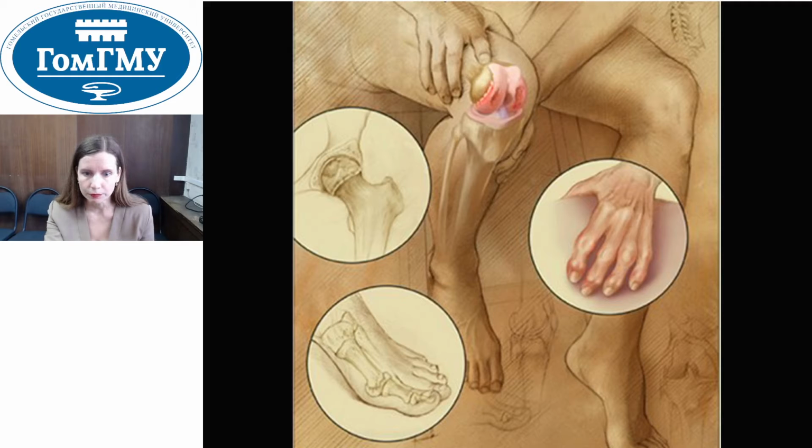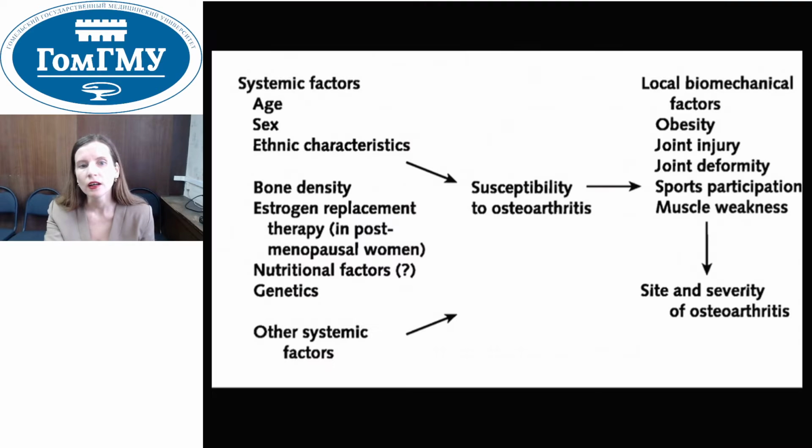This picture shows the main localization of problems: hip joint, joints of feet, and fingers with Heberden and Bouchard nodules, and knee joints also.